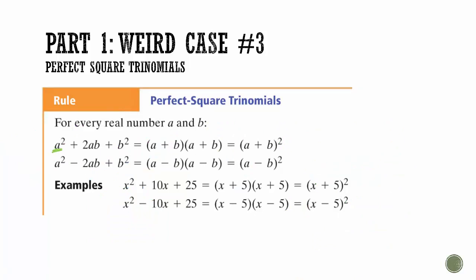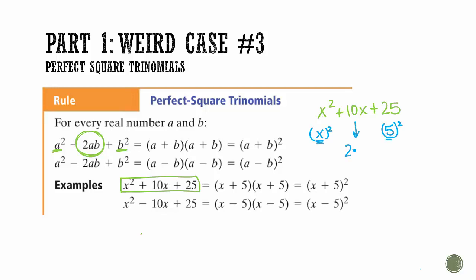So now an easier way to do problems like these is to look at this pattern here. If you have a square on the front and the back, see if what's in the middle is 2 times those two numbers together. So they give you something like this: x squared plus 10x plus 25. X squared is a perfect square because it's x squared. 25 is a perfect square because it's 5 squared. And now you want to see, is 10 the same thing as 2 times x times 5? And it is. So because of that, I know that this has to be x plus 5 all squared.